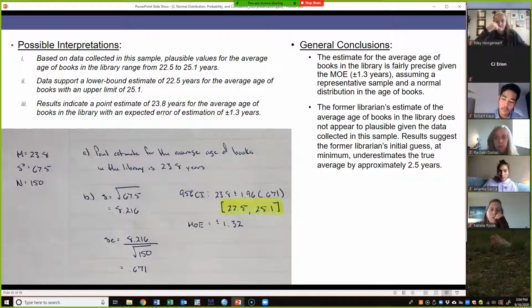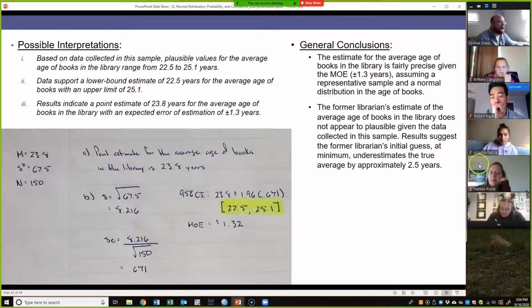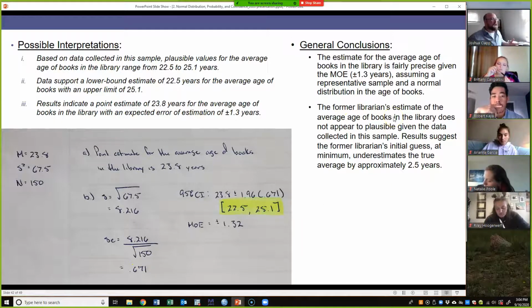Our estimate for the average age of books is fairly precise, given our margin of error, right? So again, as Brittany noted, this standard error is not too bad. If I'm talking about the average age of books in a library, a huge range, a little over a year plus or minus is not too bad in terms of precision, right? Assuming we've got a representative sample and a normal distribution in the age of books, it looks like our estimates are doing pretty good, right? It's not huge. It's not saying plus or minus 15 years. That would be not so great, right?